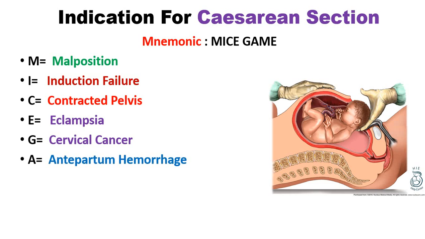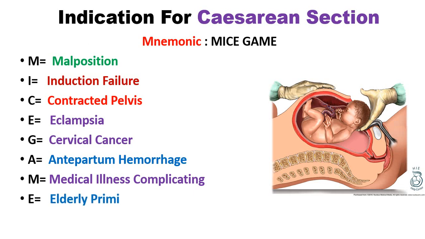Next is the A for antepartum hemorrhage. If it occurs, it can also lead to a C-section. Next is the M for any medical illness which is complicating the pregnancy. It will also lead to a C-section. And the last is the E for elderly primi, like if the age of the mother is very high, there are also increased chances of C-section or Caesarean section.